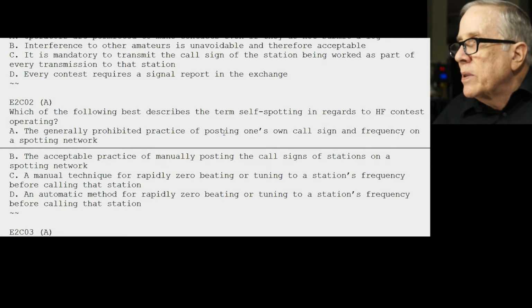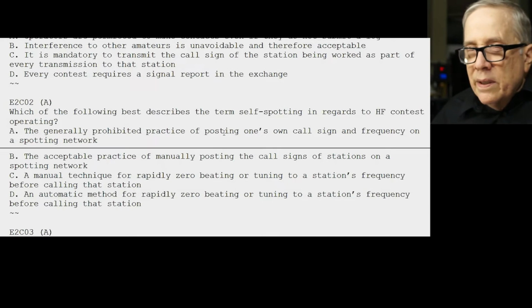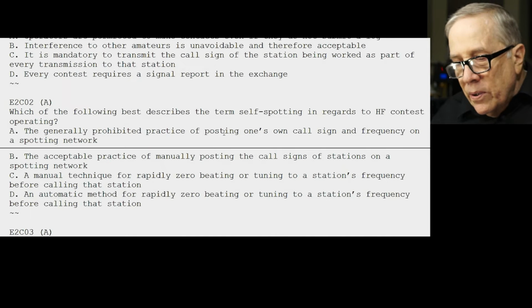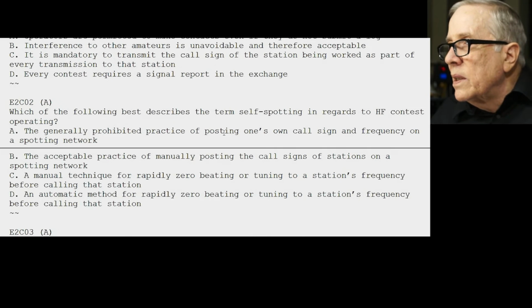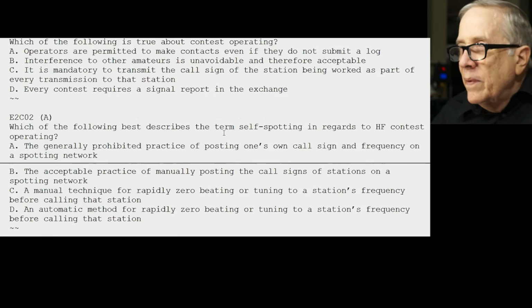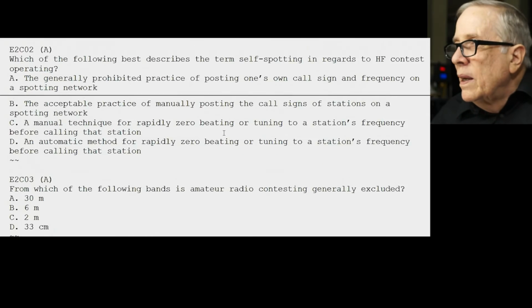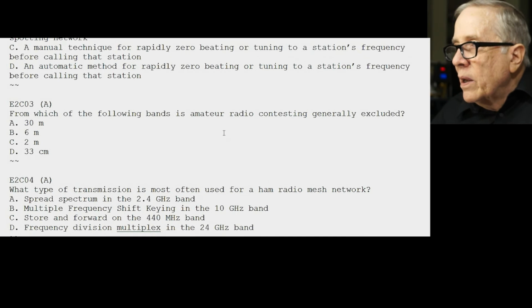E2C02. Which of the following best describes the term self-spotting in regards to HF contests? That's where you go to one of the DX clusters and you put your call up that you're on a certain frequency. And the answer is the generally prohibited, frowned upon, practice of posting one's own call sign and frequency on a spotting network.